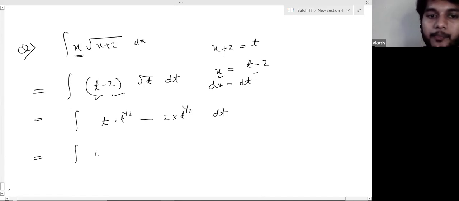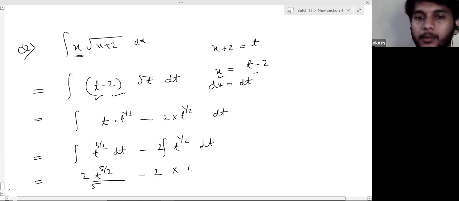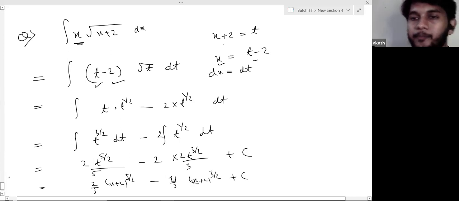Now we can break down the integration. This is integration t to the power 3 by 2 dt minus 2 integration t to the power half dt. So integration of this is t to the power 5 by 2 upon 5 by 2, so this is 2 by 5, minus 2 into t to the power 3 by 2, and this is also 2 by 3, plus c. Value of t is x plus 2, so 2 by 5 (x plus 2) to the power 5 by 2 minus 4 by 3 (x plus 2) to the power 3 by 2.